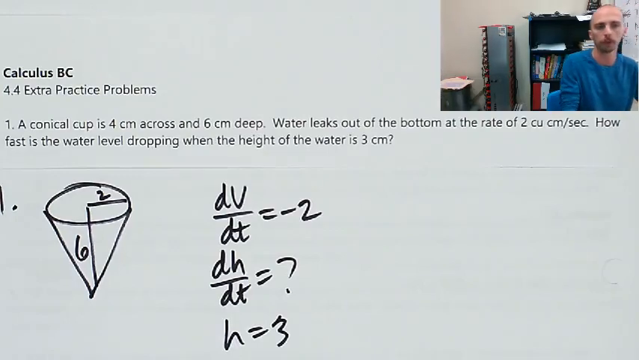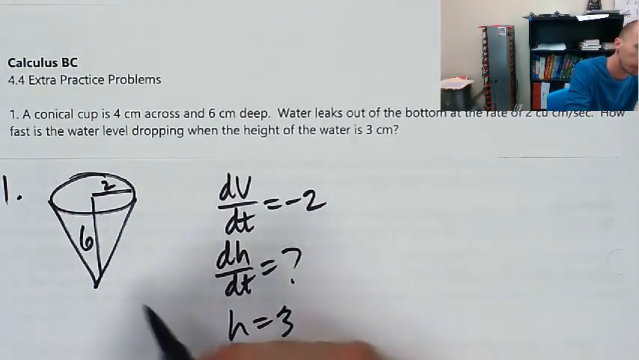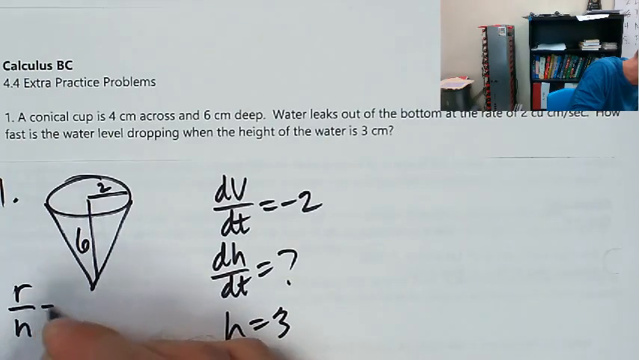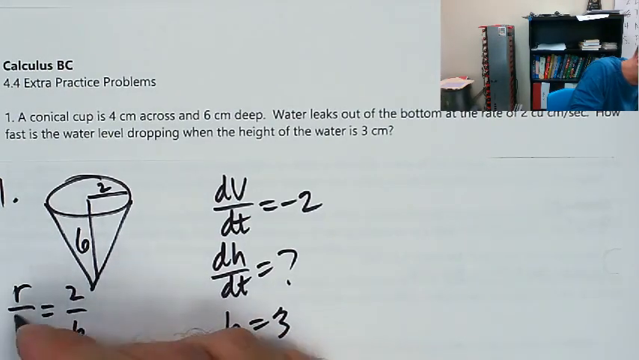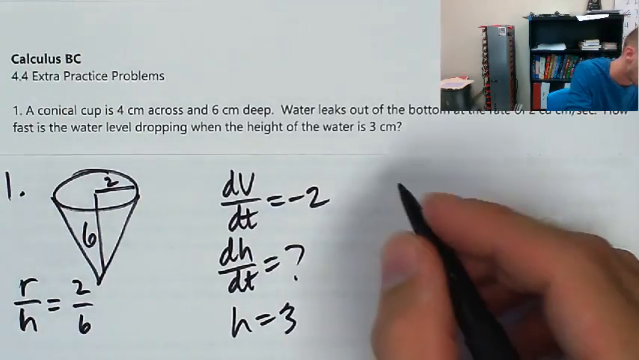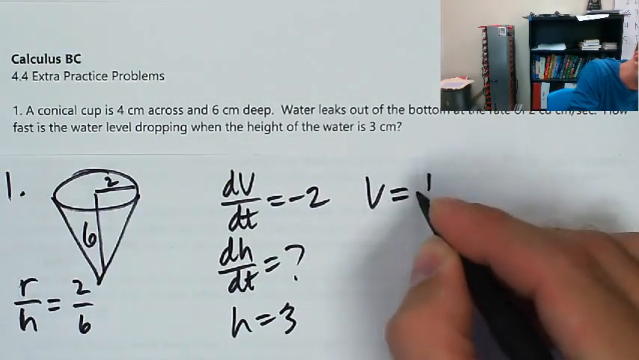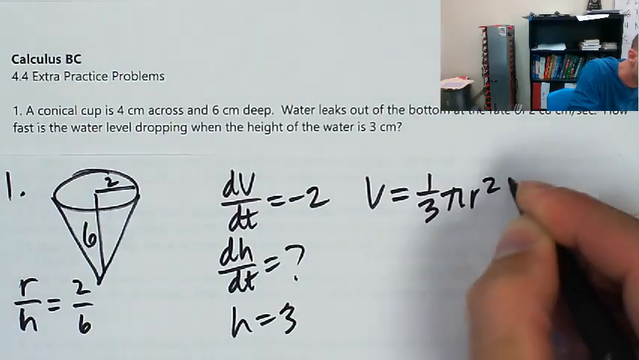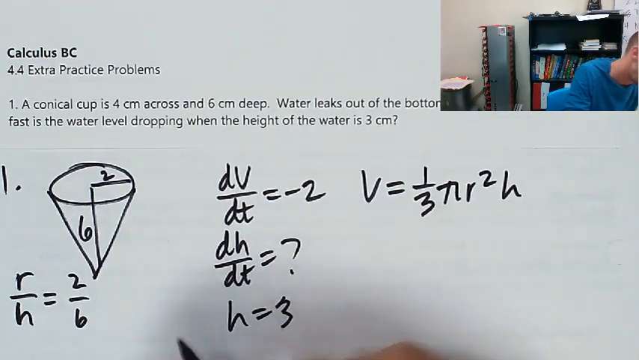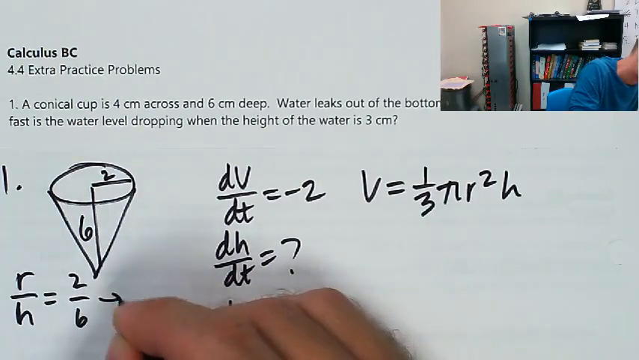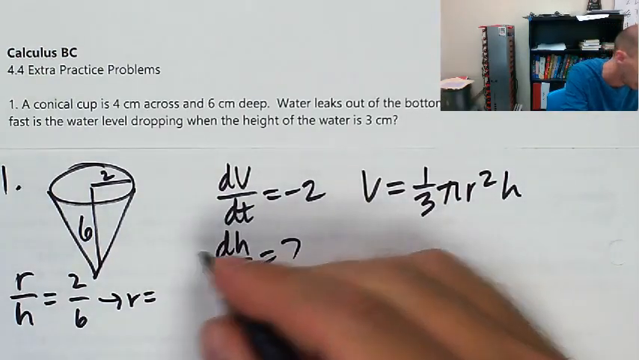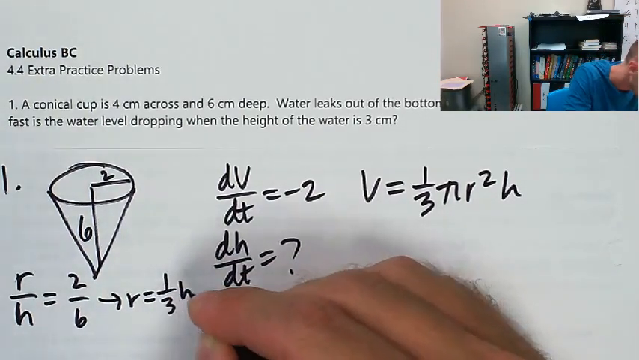Okay, I know this is a cone situation. I always need to leverage that similarity relationship. So I'm going to say R over H equals 2 over 6. If I'm looking for dH/dt, and I have H, I need to get rid of R in the volume formula for a cone, which is 1/3 pi radius squared multiplied by height. So I need to get rid of radius, right? So I can work just in H. I multiply both sides by H. R is 2/6 of H, or 1/3 of H.